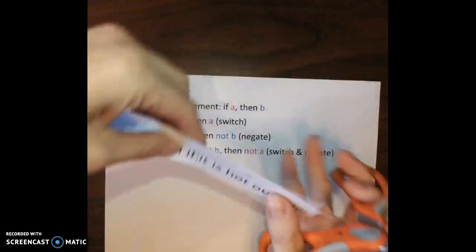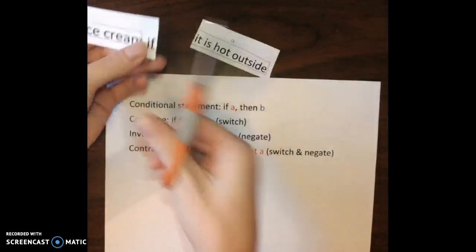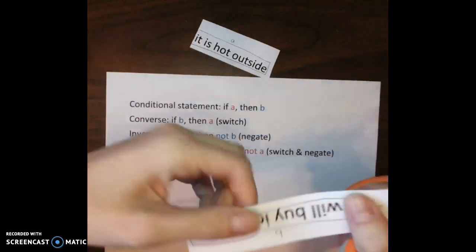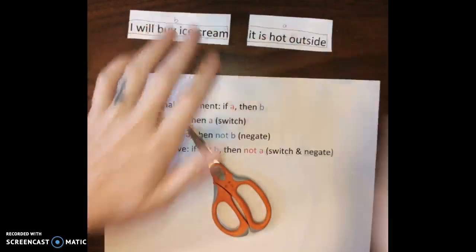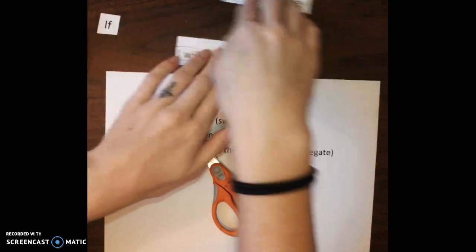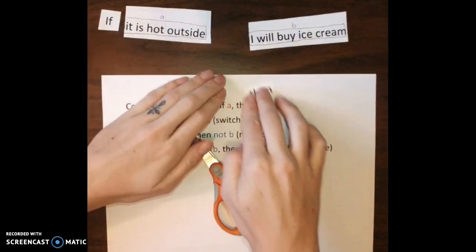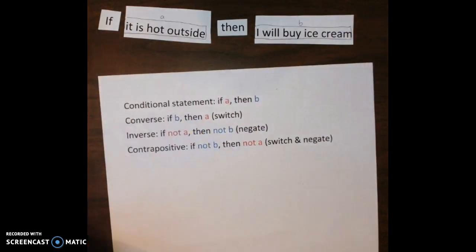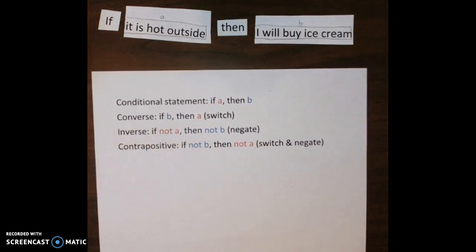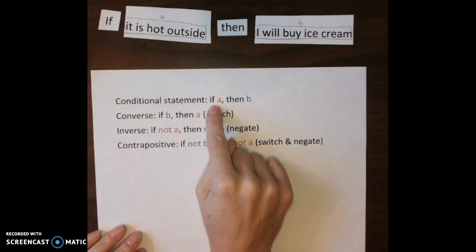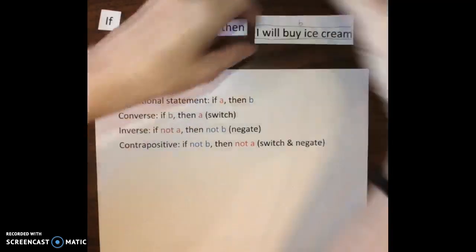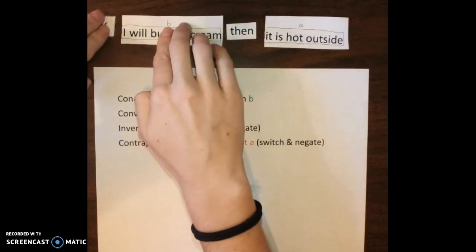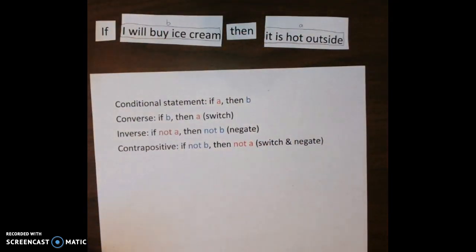All right, so let me go ahead and cut it and make sure we understand this. If I wanted to make this into a conditional statement, I would take the word if, A, so if it is hot outside, then I will buy ice cream. Okay, so even though it wasn't originally in that form, we can move it to get it in that form. So now we have our conditional statement, if A, then B. For the converse, we're going to switch the order. So if B, then A. So if I buy ice cream, then it's hot outside.